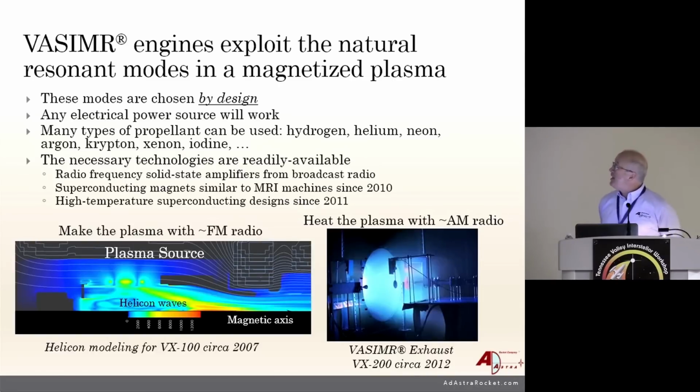As I mentioned, these engines exploit the natural resonant modes in the plasma, and these modes we choose by design. Any electrical power source will work. We use DC input because we're gearing towards solar panels for the first power systems. We don't really care whether it's nuclear or solar or what the electric power source is, but it is an electric rocket. We've tested many types of propellants. We haven't tested iodine, but there's no reason why it shouldn't work. We've tested all the rest, in the source and some with acceleration.